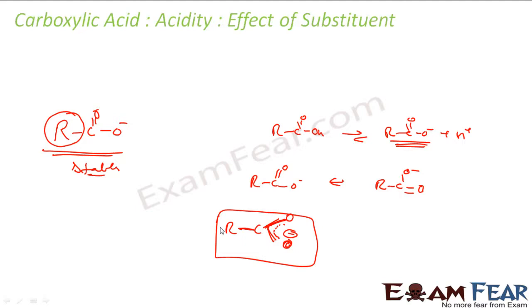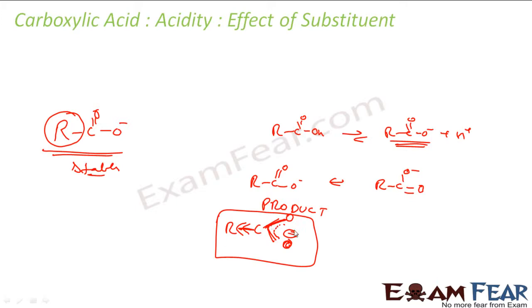See, why I am telling is, if it has a negative charge, if there is someone to pull electron from here, the negative charge will become less. So we have seen that this is a product. Please understand, this is a product. This is not a reactant I'm talking about. So the more stable this compound is, the more acidic the carboxylic acid is.